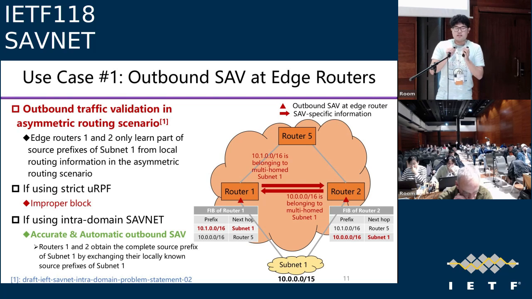And this use case shows a scenario of outbound SAV at edge routers. This scenario has been described in the draft of intra-domain problem statement. In this scenario, edge router 1 and edge router 2 only learn part of the source prefixes of subnet 1 from local routing information. So in this case, if the AS uses strict uRPF to perform outbound SAV, there can be improper block problems. But if the AS uses intra-domain SAVNET, router 1 and router 2 can exchange their locally known source prefixes of subnet 1. And then the two routers can obtain the complete source prefixes of subnet 1, so they can achieve accurate and automatic outbound SAV.